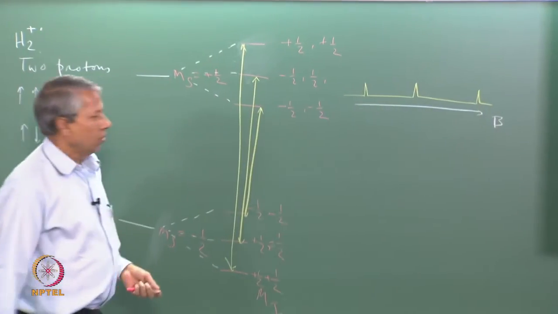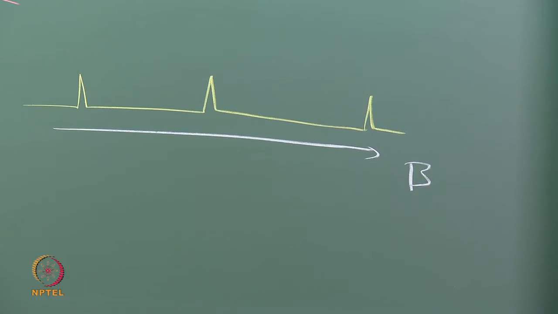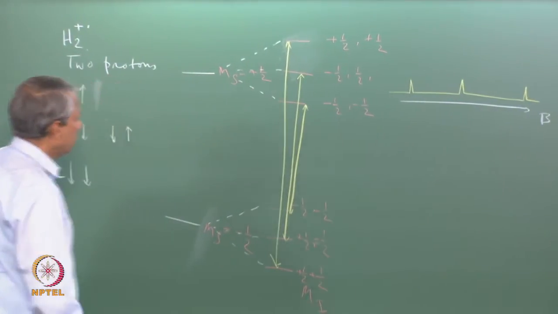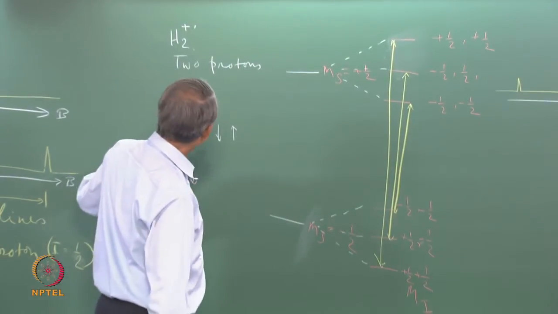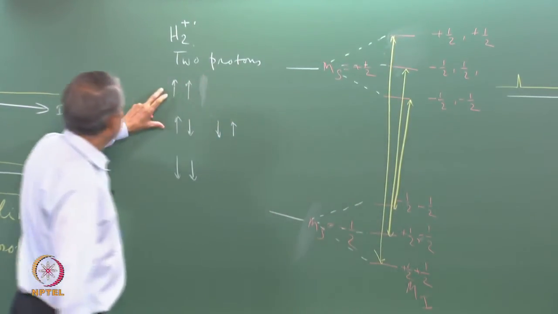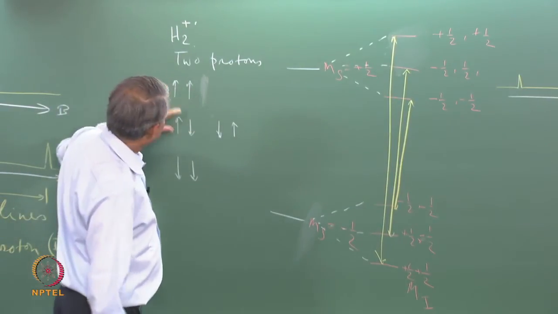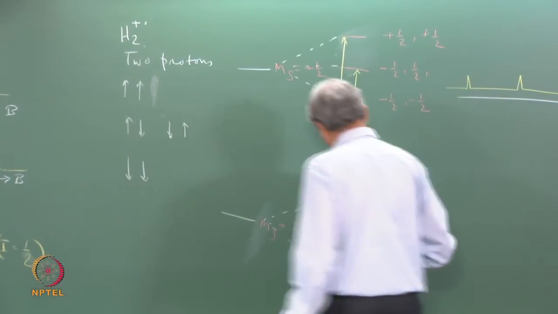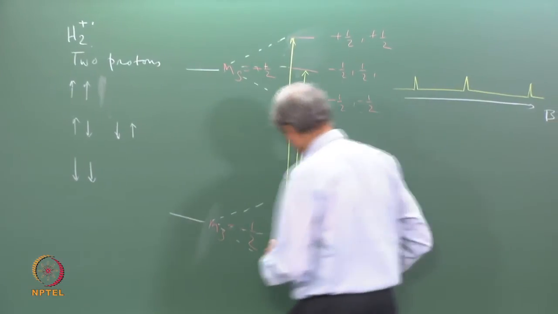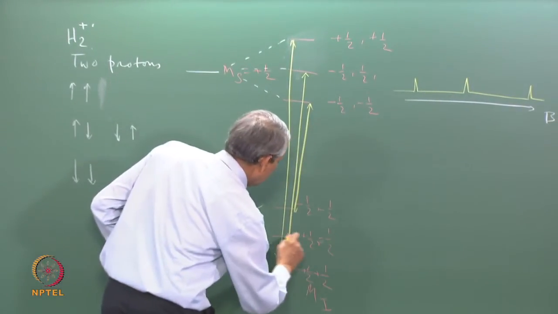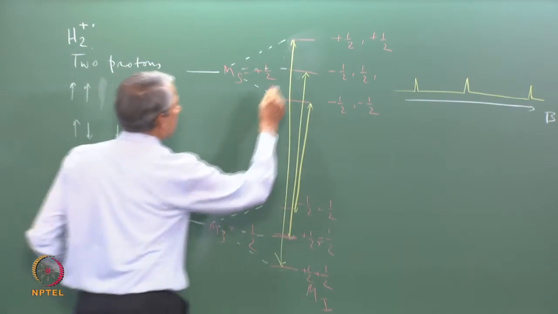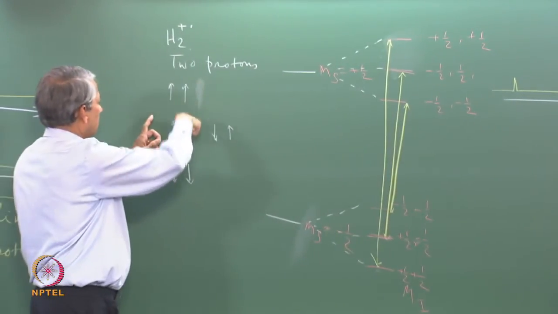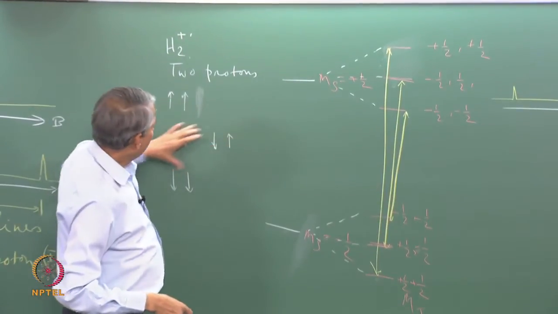This is the way, but this is not quite true. The three lines of equal intensity that come from this sort of argument is not quite true. The reason is that, see, the number of possible allowed nuclear configurations is of this kind. So, even though there are three energy levels, you see that the number of molecules that will appear here will be two of them there, similarly two of them there, because the first proton spin could be up, second could be down, or first could be down, second could be up, both are equally likely.